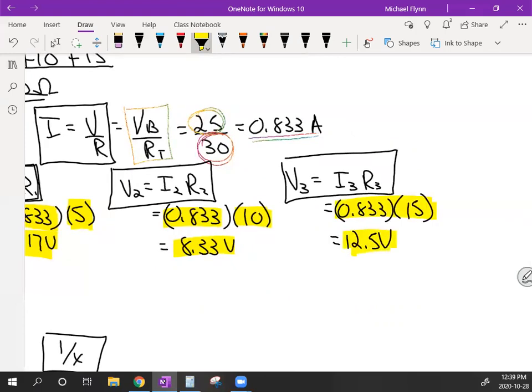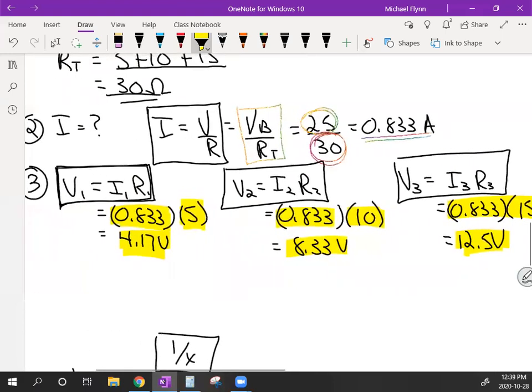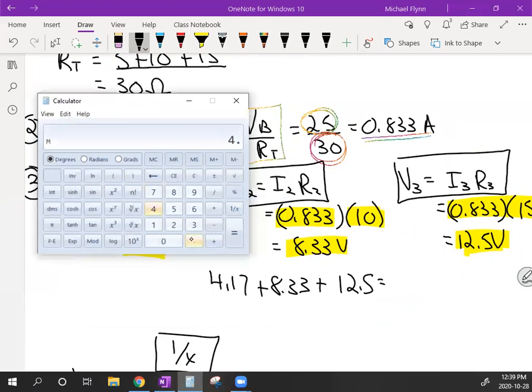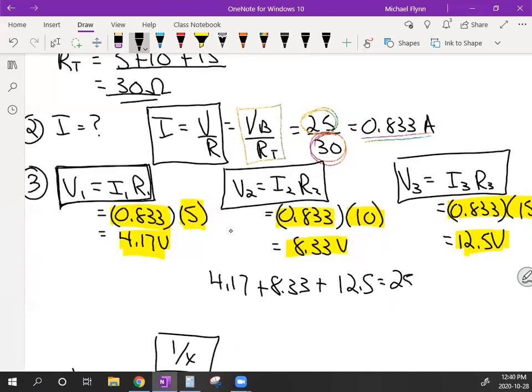Now, if we've done our job correctly, these three numbers, 4.17 plus 8.33 plus 12.5, what do they give me? Let's try it. I pull up my calculator, 4.17 plus 8.33 plus 12.5 equals, I get exactly 25 volts. Now, how much voltage was in our battery?